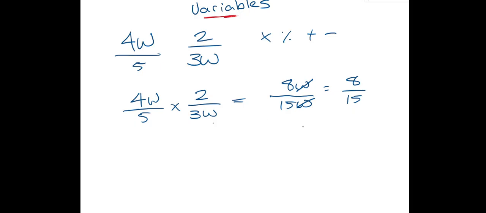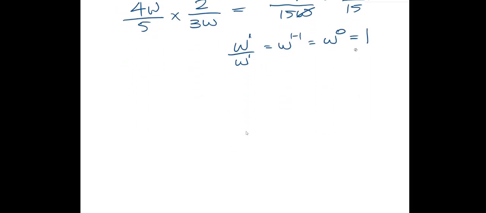Why does that work? Well, think about it: w over w, the index there is 1, the index there is 1. When we divide, 1 minus 1 gives w to the power of 0, and anything to the power of 0 is 1. So it's a little way of remembering how it cancels. It doesn't disappear, it just becomes a 1.